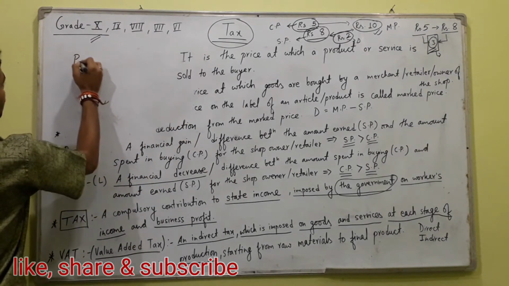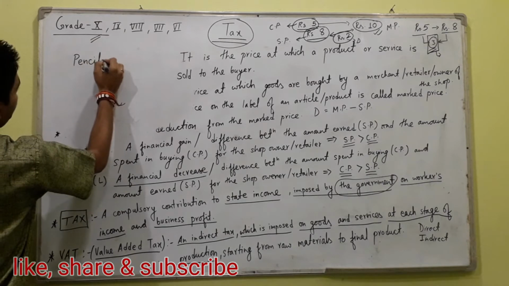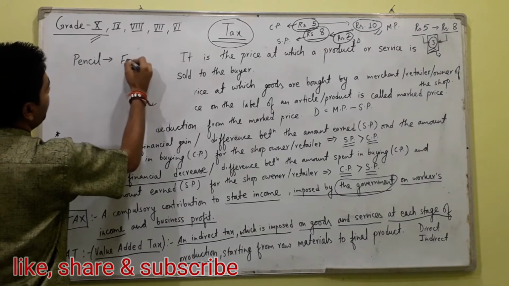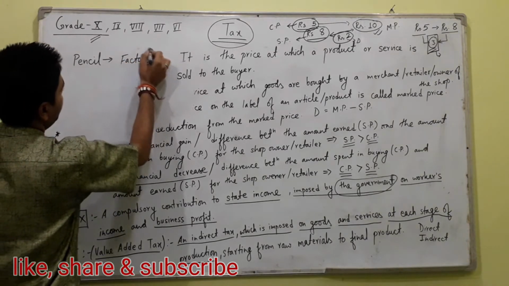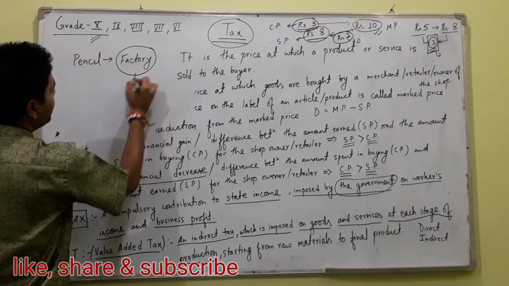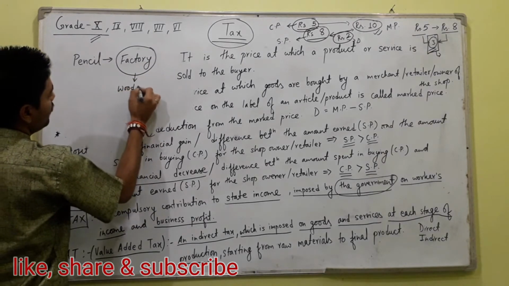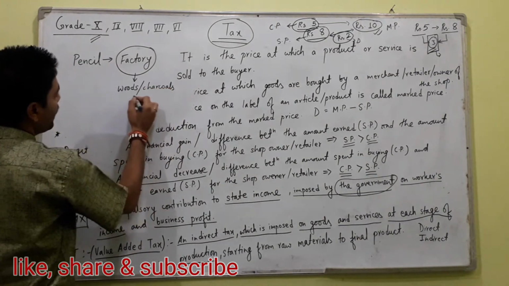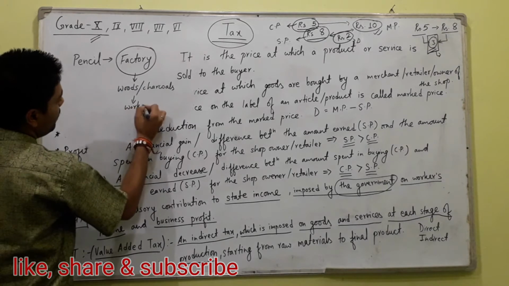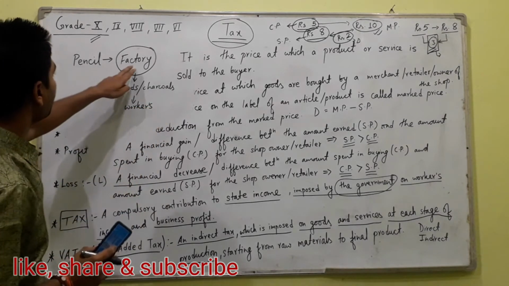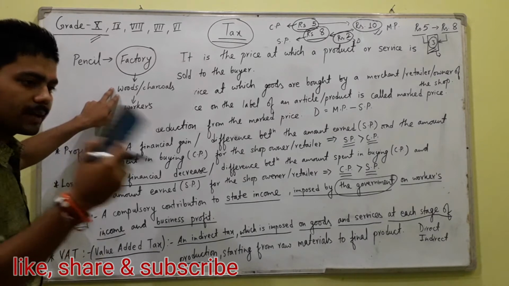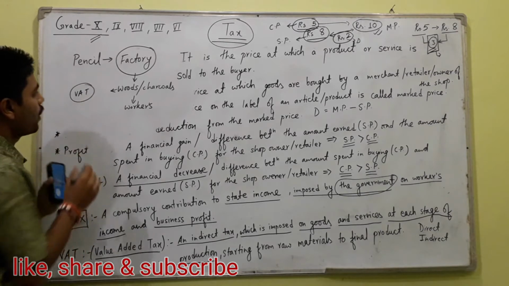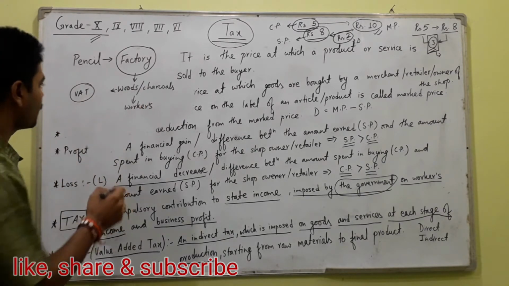Here the pencil is being manufactured in the factory. Then the factory buys some raw materials like woods and charcoals and also hires some workers. Then the factory will have to buy woods from the retailer, and then it will pay some amount of VAT to the government on buying the woods from the retailer.